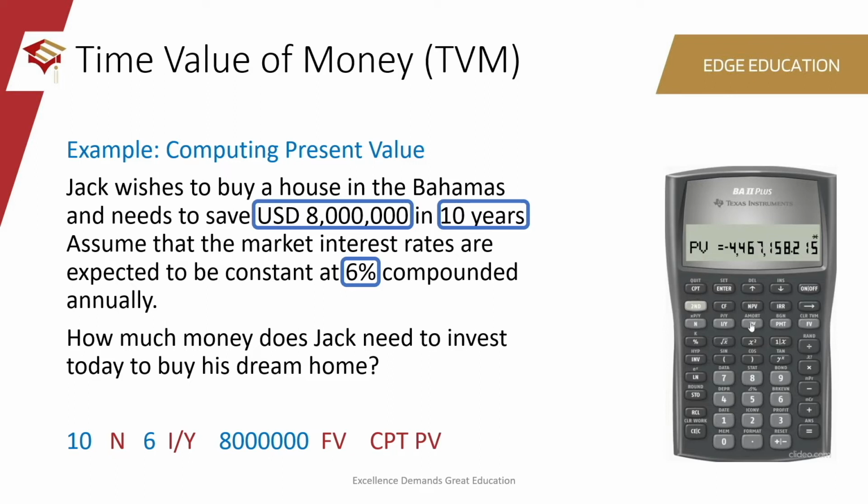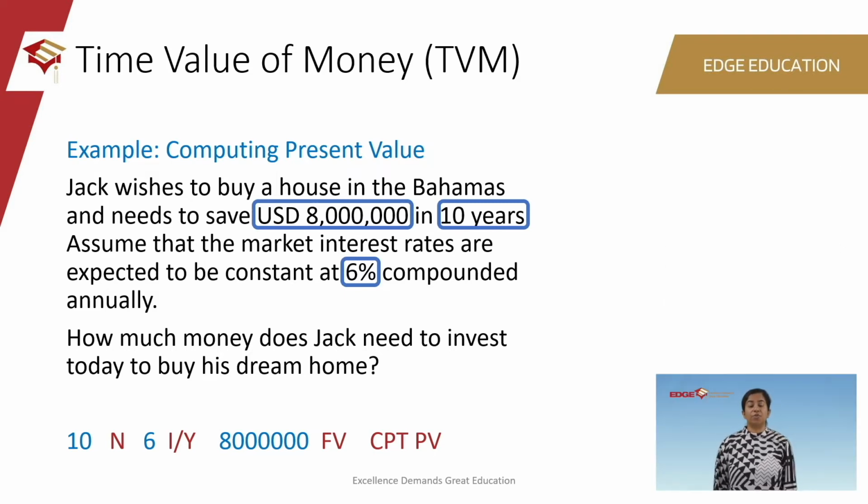You should be able to see an answer of $4,467,158. That is the amount that Jack needs to set aside today to be able to save up for his dream home in 10 years' time, provided that he's earning a rate of interest of 6% each year.